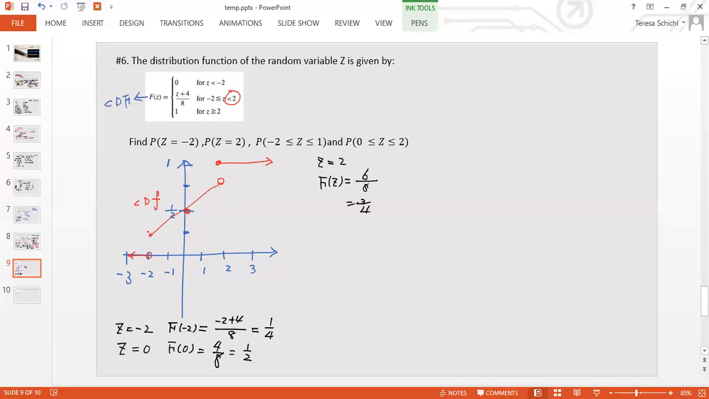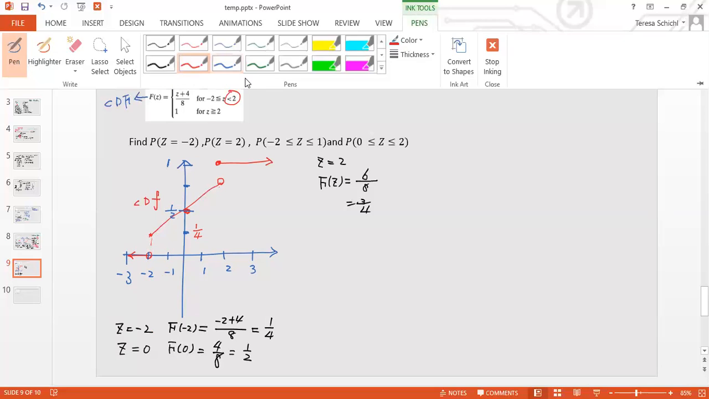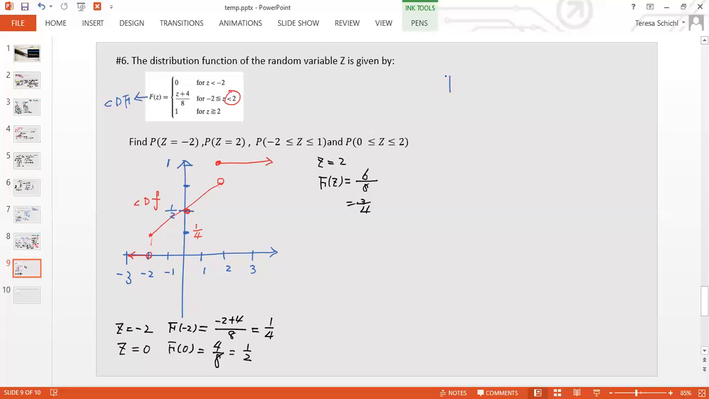It's because they got a jump here, right? So this is one, so this is the 1/4, right? So they start to jump up. So I know what happens here. That's why I know the probability of z equal to negative 2, you got a jump here. So what is here? This is the 1/4.